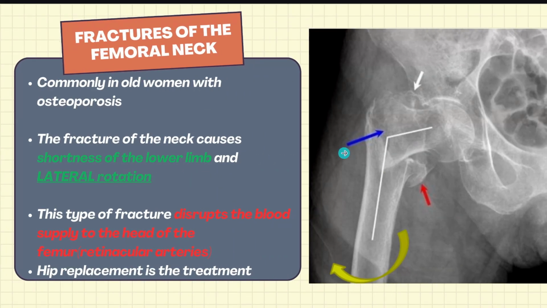Now let's start talking about fractures of the femur. Femoral neck fracture mostly happens in old women, most of the time with osteoporosis. Now, the fracture of the neck causes shortening of the lower limb and lateral rotation. So if a question asks what happens during a fracture of the neck of the femur, it's going to be either shortening of the lower limb or lateral rotation.